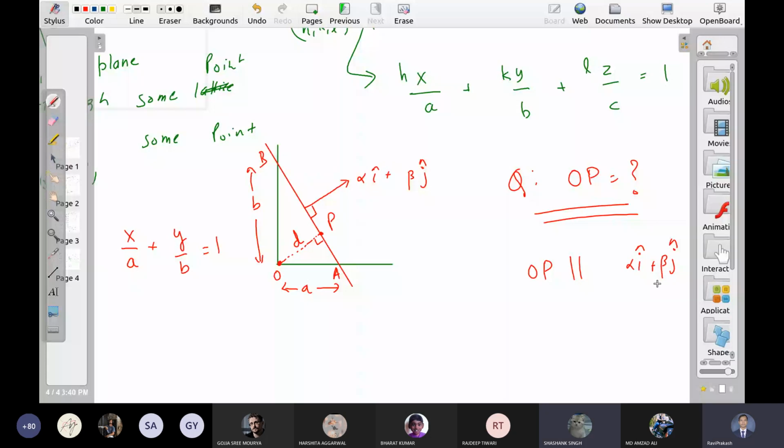Sir, alpha is a and beta is minus b. I think right. So what is vector AB? How will you write vector AB? Can I say vector AB is this vector, right? It has minus a distance along the i axis and it has plus b distance along the j axis. Now this vector OP is perpendicular to AB, right?